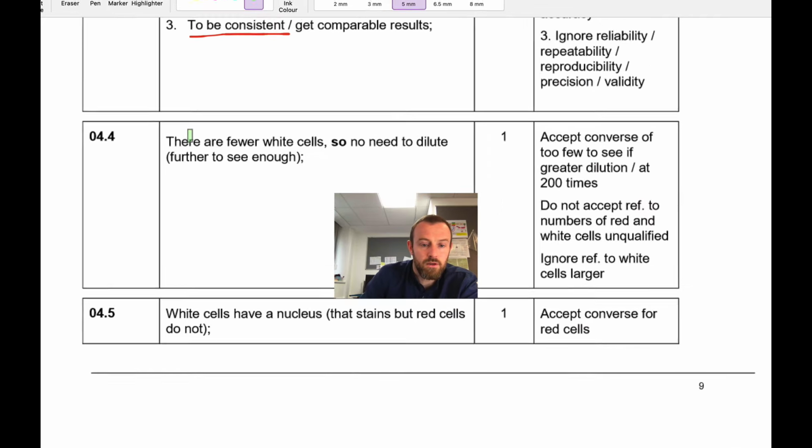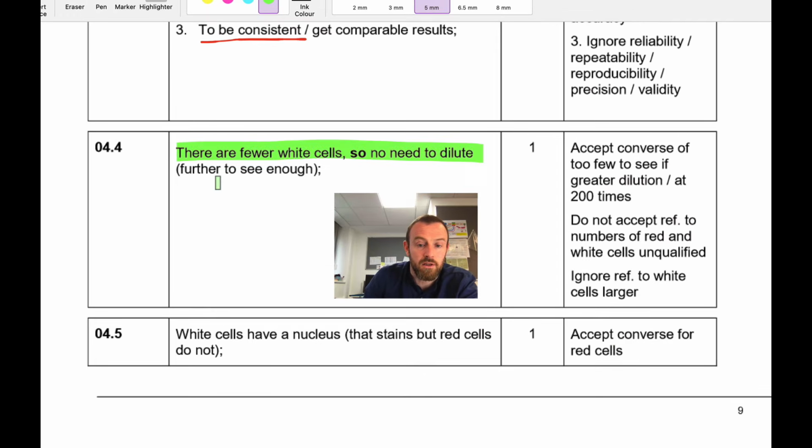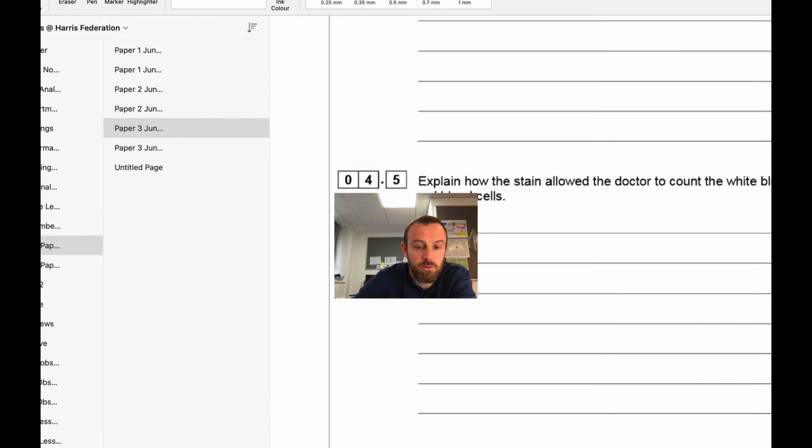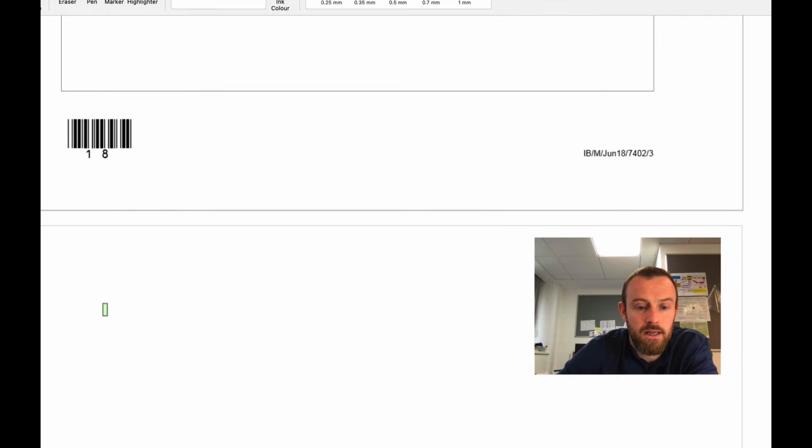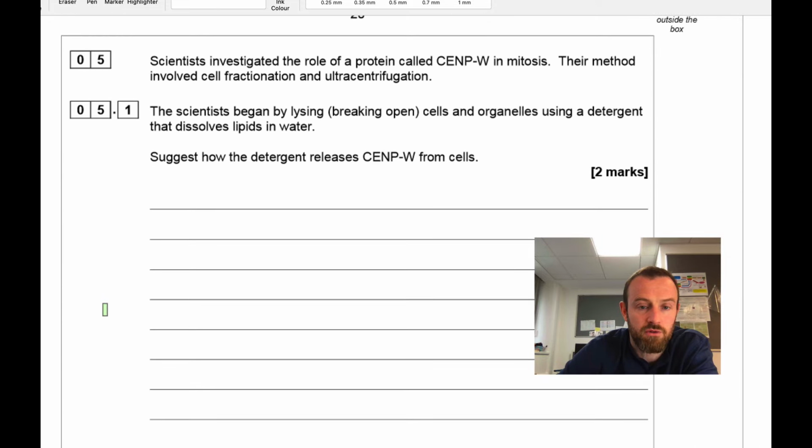Except converse for red cells. Okay, cool. Yeah. So there are fewer white cells, so you need to dilute less. So no need to dilute further. I'm not sure if I would have got this. Maybe when I wrote it down I would have done. There are fewer white cells, so we don't need to dilute as much, or if we did dilute as much, we might not even have any white blood cells on the slide to see. And then for this one, white cells have a nucleus, or you could say that red blood cells do not have a nucleus. We say both, just to be sure. Okay, let's keep going on to question 5.